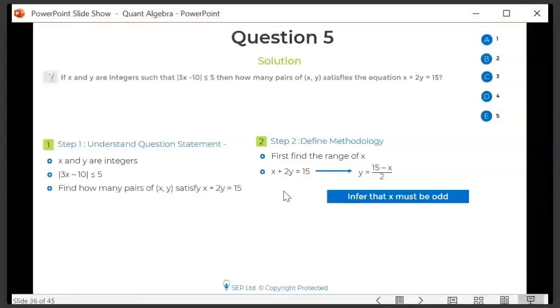Say, for example, if I put x equal to 1, then 14 by 2 is 7. But if you take an even number, say x equal to 2, then 15 minus 2 is 13, and that won't work for you. So using this, if I can find out how many odd values of x are possible, that would give me my answer. This is the only inference of the pre-analysis that you need to do.